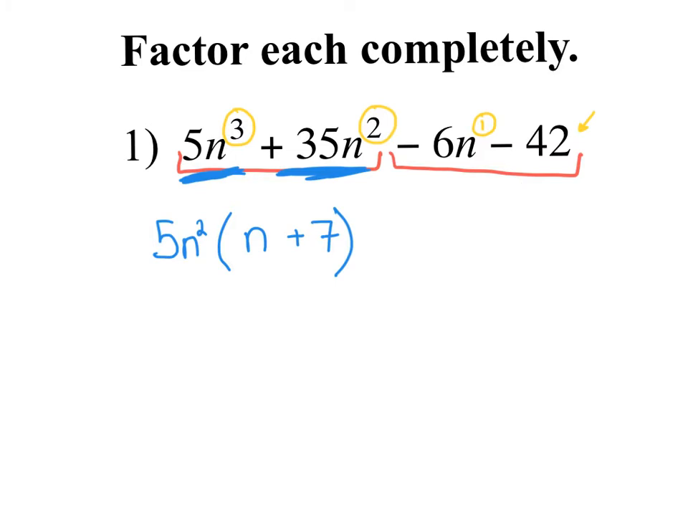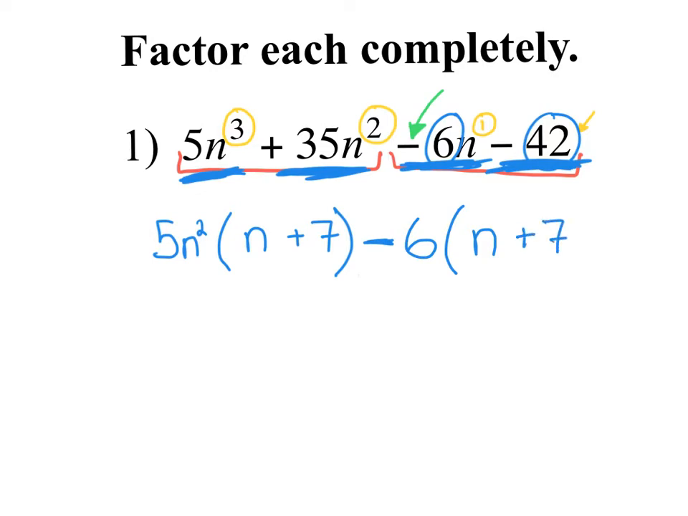Next one. Let's do this in blue. I'm looking at negative 6n and negative 42. Here's one of the first things that we need to know: if the first part of this group is negative, go ahead and pull a negative out with it. Now let's look at 6 and 42. Is there a common factor? Absolutely, there's a 6. And there's n and no n, so there's no n common factor. If I divide negative 6n by negative 6, it leaves me with a positive n. If I divide negative 42 by a negative 6, it leaves me with a positive 7.